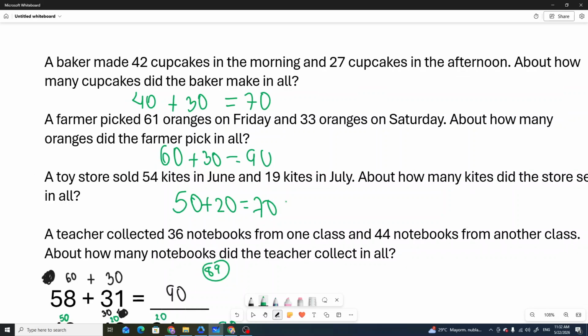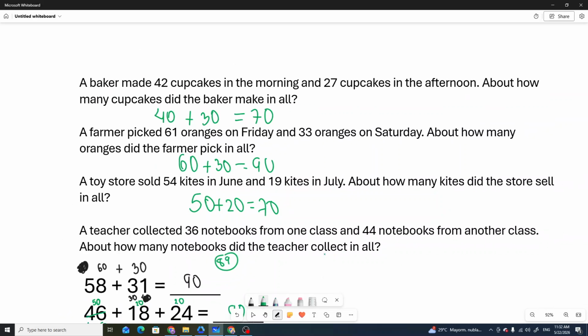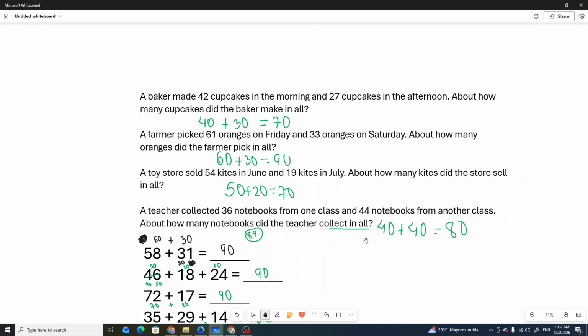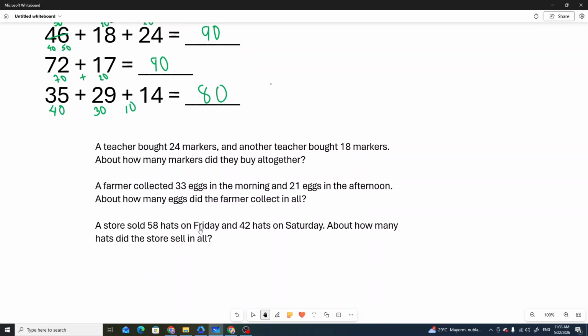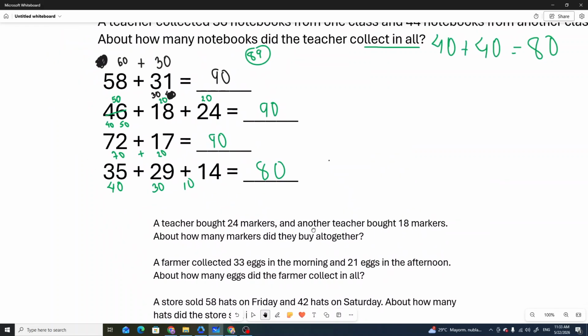Okay, let's do the last word problem. You see, when you see the words in all or all together, it means I'm adding all the items. So 36 is going to be 40 and then 44 is going to be 40 and that makes 80 notebooks. Okay, so the teacher collected 80 notebooks. Okay, let me scroll down a little bit, right? These are the same word problems. You just need to add.